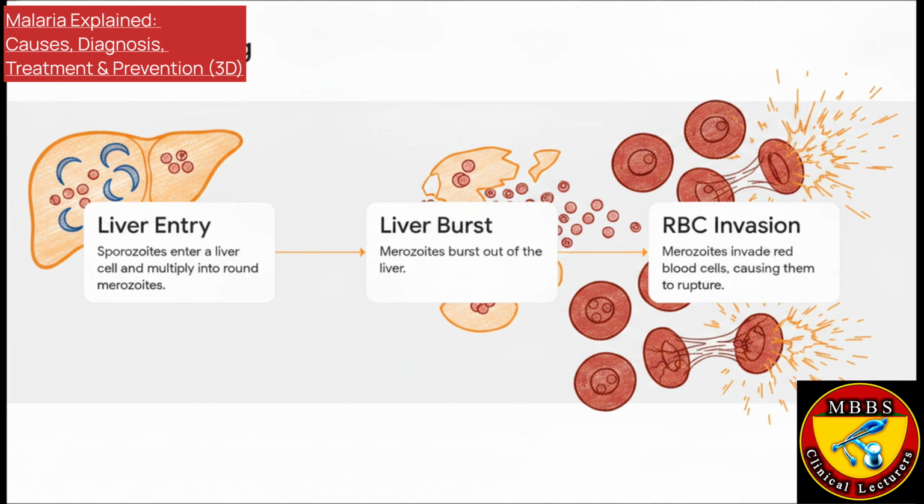Let's break down exactly how this hijack happens. Step 1. Those spindle-shaped sporozoites enter a liver cell and transform, multiplying into thousands of small, round cells called merozoites. Step 2. These merozoites burst out of the liver. And then, step 3, which is absolutely critical, they invade red blood cells. They get inside and they cause those blood cells to swell up and violently rupture. When you hear about the severe fever and intense chills a malaria patient goes through, this is exactly what's happening. The physical, microscopic popping of millions of red blood cells throughout the entire body is what triggers those life-threatening symptoms.